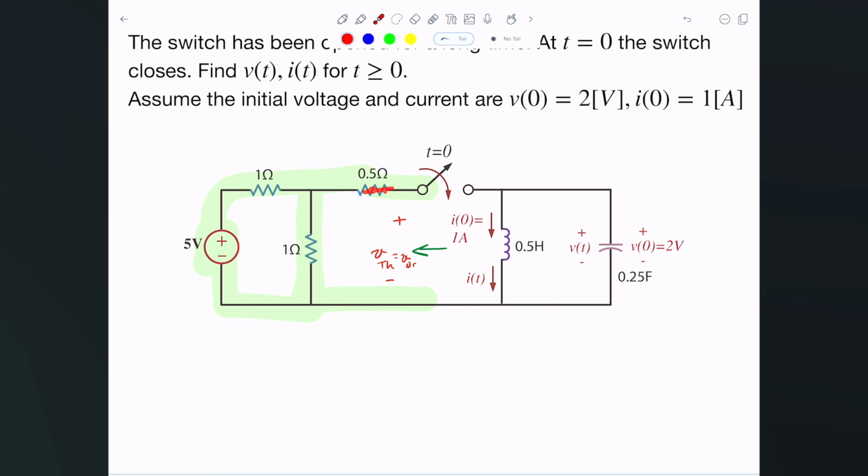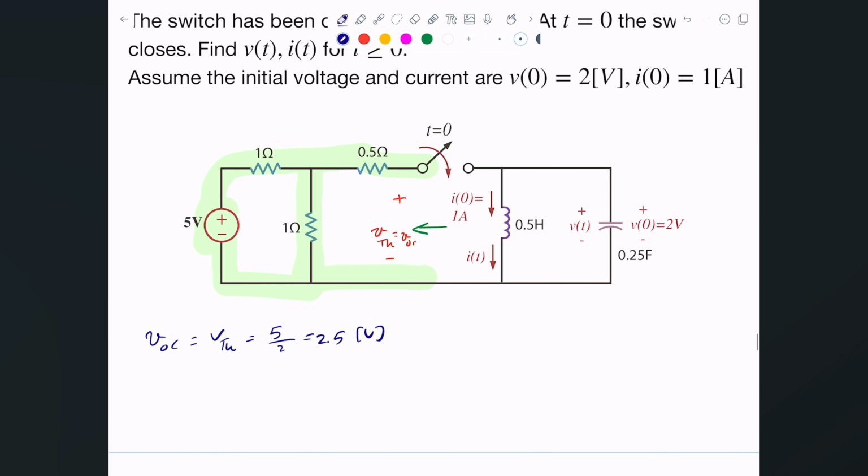Well, first of all, this resistor in that particular case, because there's no current flowing through it, since this is open in here, doesn't exist. So the voltage in here is the same voltage across the 1 ohm, and it is voltage division. We have a 1 ohm and 1 ohm and 5 volts. So the V open circuit, which is the same as V Thevenin, is just simply 5 divided by 2, which is 2.5 volts. Okay. All right, that's good.